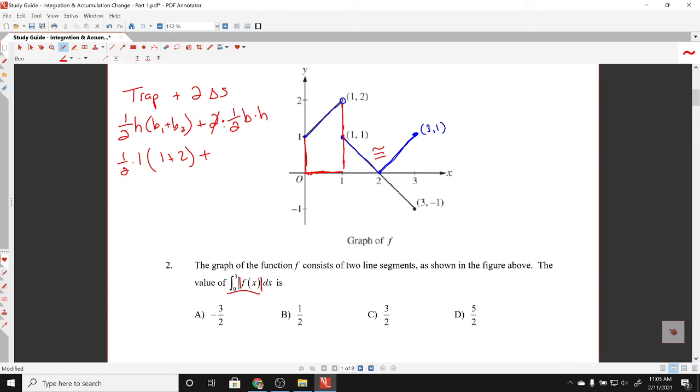I can up here just cancel the 2 times the half. The base of this triangle is 1 times the height is 1. So I get half of 3 plus 2. So I get 3 halves plus 2, I'm sorry, this is 1, not 2. And 1 is 2 halves. 3 halves plus 2 halves is 5 halves.